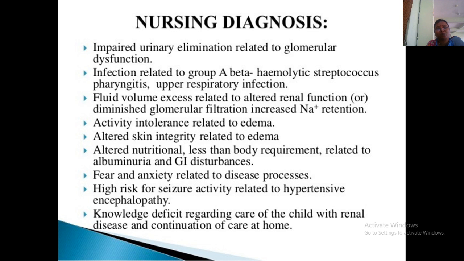If you see the nursing diagnosis: impaired urinary elimination related to glomerular dysfunction; infection related to group A beta hemolytic streptococcus, pharyngitis, upper respiratory infections; fluid volume excess related to altered renal function, diminished glomerular filtration, increased sodium retention; activity intolerance; altered skin integrity related to edema; altered nutrition less than body requirements related to albuminuria, GI disturbances; fear and anxiety related to disease process; high risk for seizure activity related to hypertensive encephalopathy; knowledge deficit regarding care of the child with renal disease and continuation of care at home.